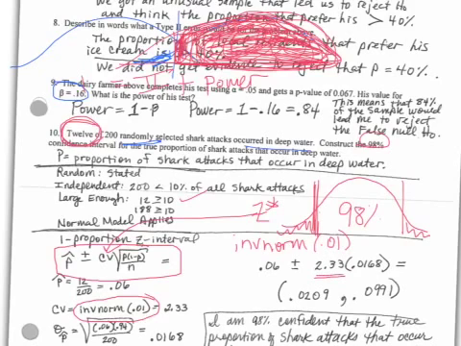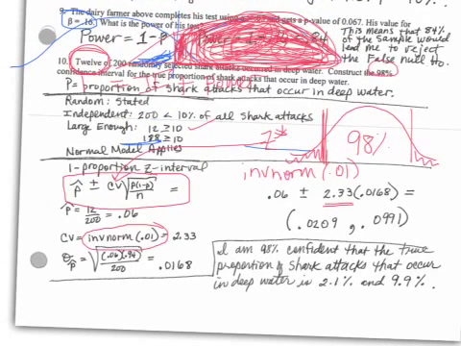So there's your 2.33. Your standard deviation is coming from the formula right here, the square root of P times 1 minus P over N. That's your standard deviation. And of course here is your 6%. That is coming from the sample results, 12, which was in words in the paragraph, out of 200. So that's where that came from. You had to read that carefully. So I'm 98% confident that the true proportion of shark attacks that occur in deep water is between 2.1% and 9.9%.